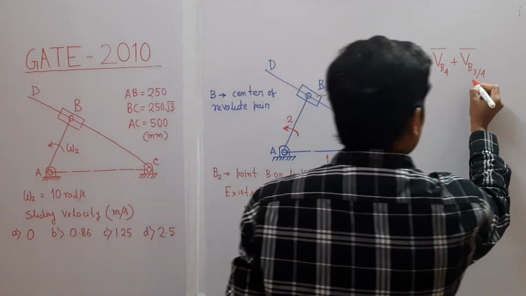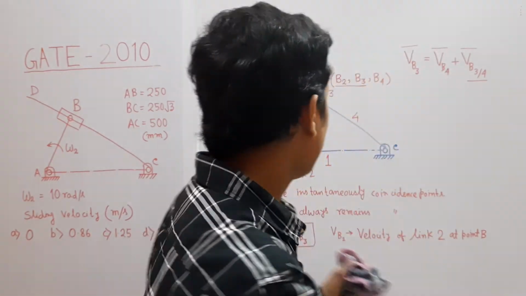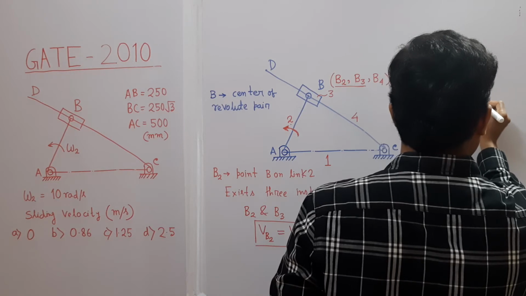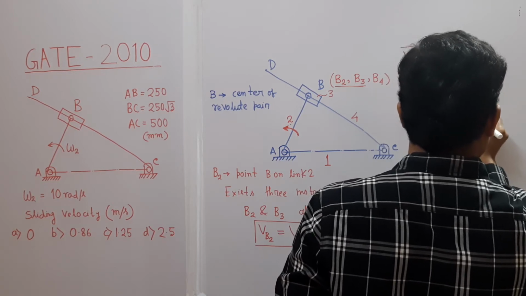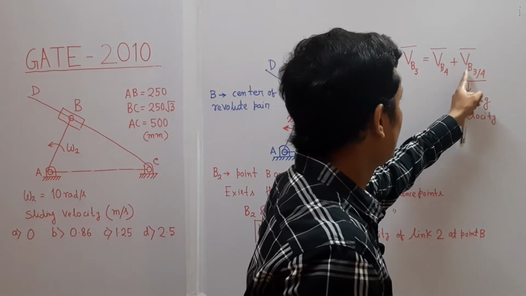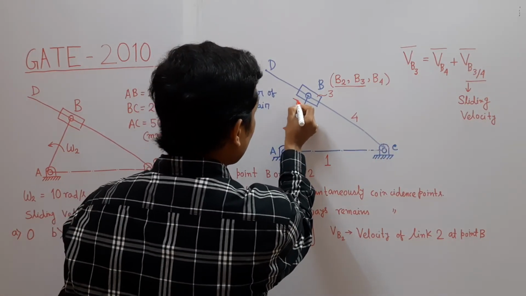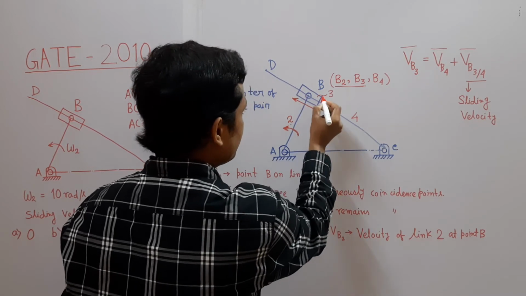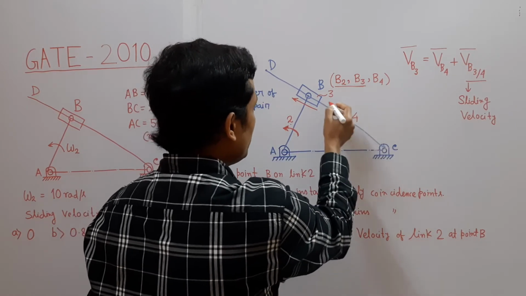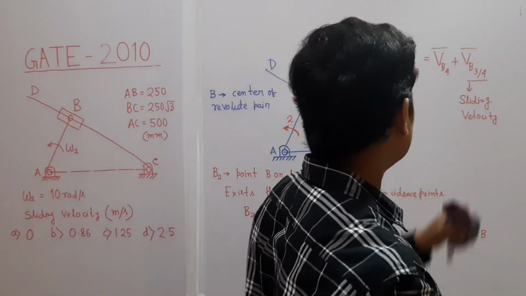Now, what is the significance of this? The relative velocity of link 3 with respect to link 4 at point B is nothing but the sliding velocity. So we have to find this amount, V3/4, because this is the relative velocity of 3 with respect to link 4 at point B. What is the relative velocity of 3 with respect to 4? That is nothing but the sliding velocity.